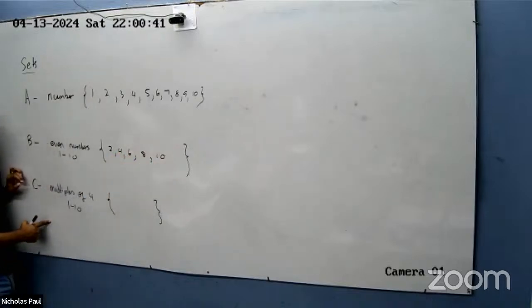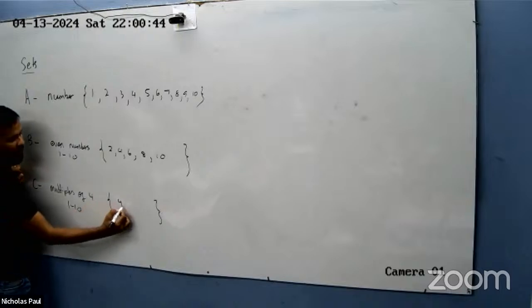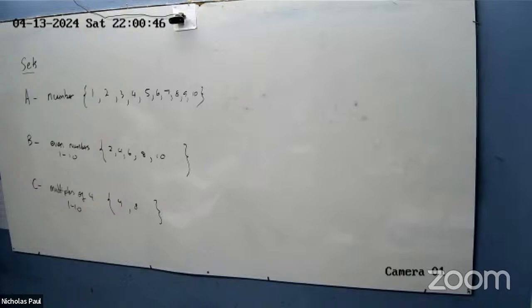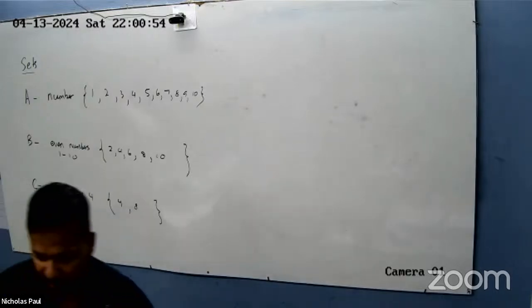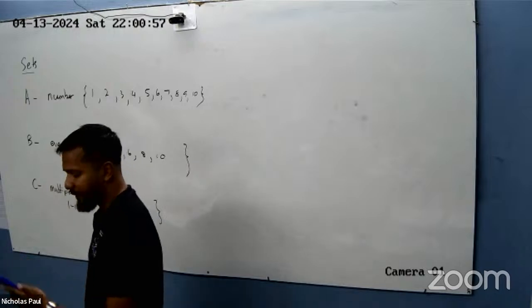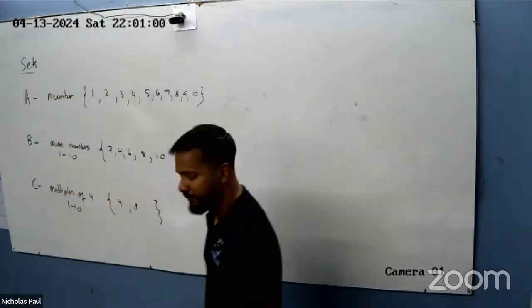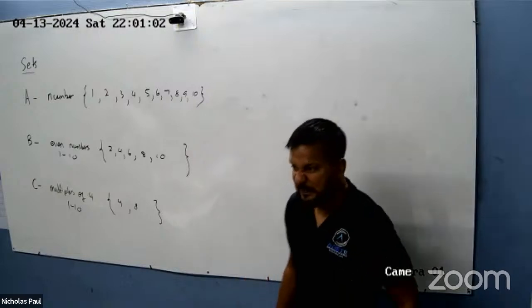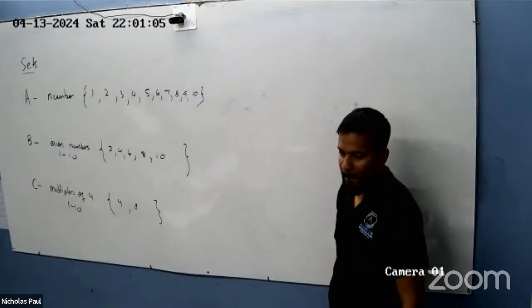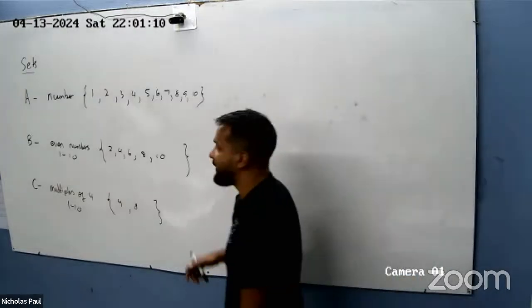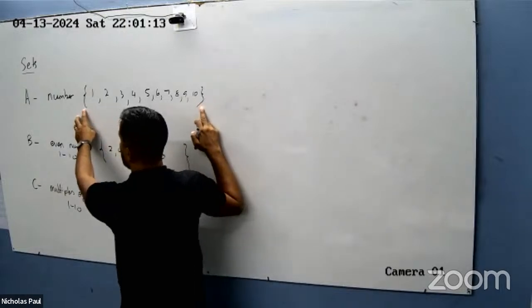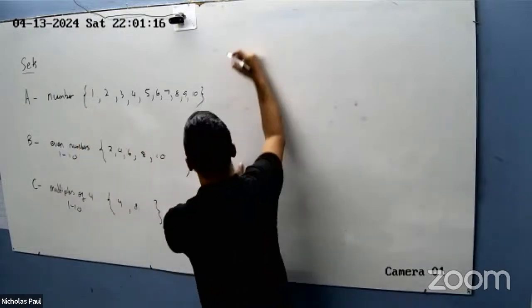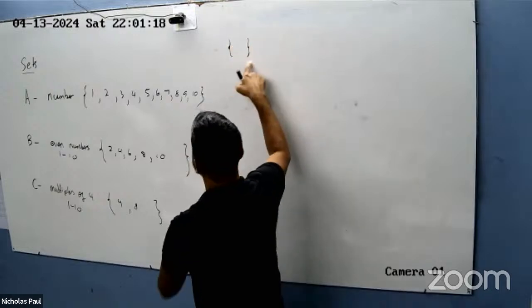Here the multiples of 4, so what will it be? 4 and 8. That's all, right? 4 and 8. Okay, nice. Just take a small note so you know what a set is. A set is a collection of elements that can be represented within curly brackets.